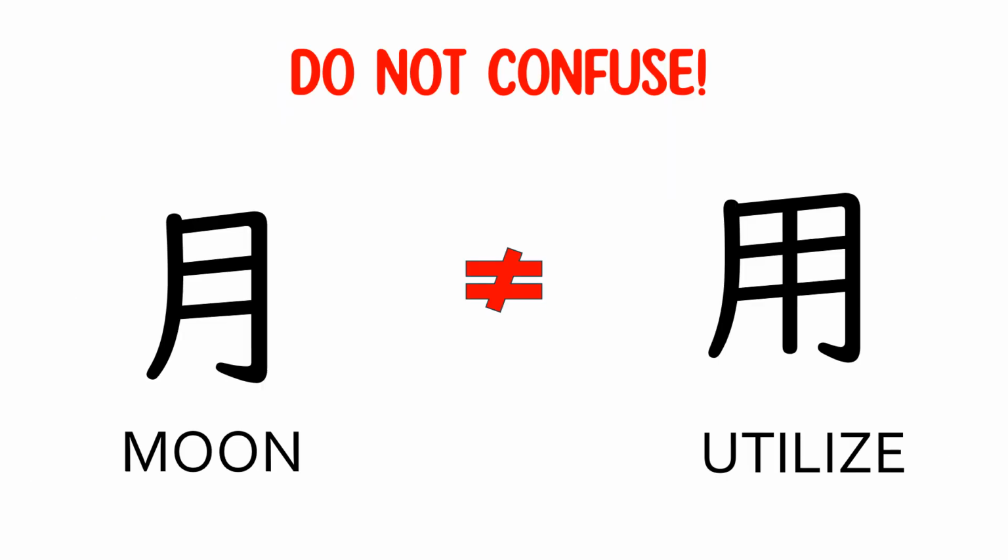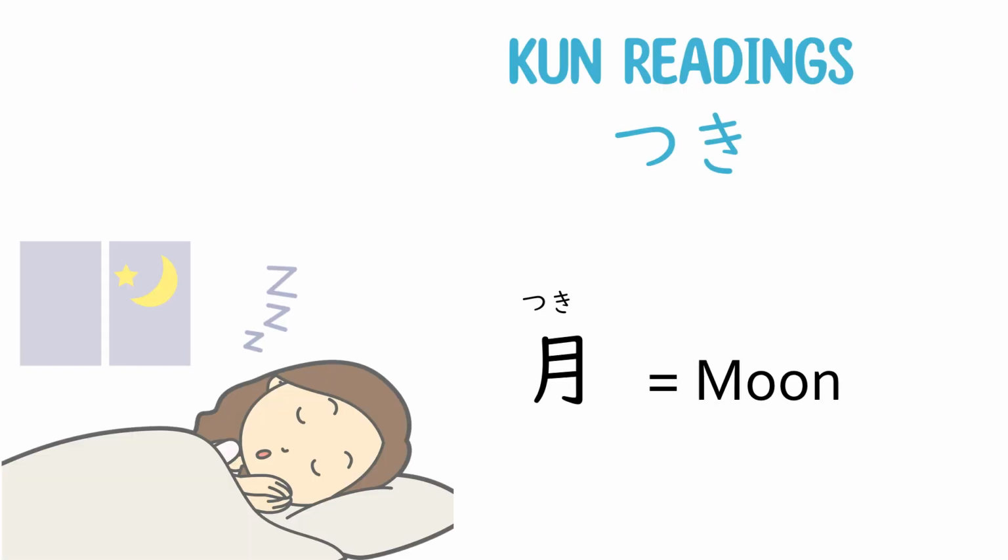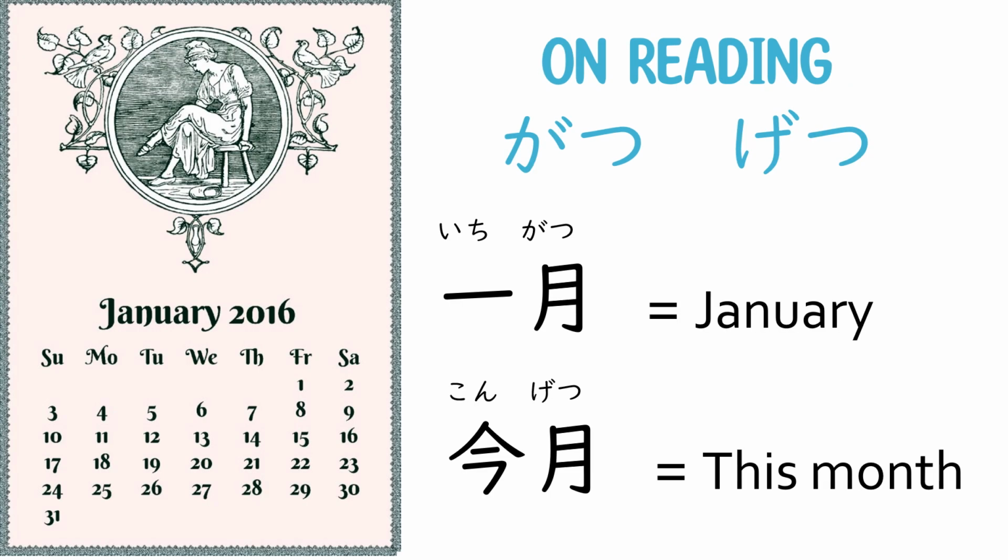Also, please do not confuse this kanji with the kanji to utilize. Just always remember the crescent shape. The main kun reading is tsuki, which once again, it means moon. As for the on reading, we have gatsu, as in ishigatsu, or January. And the other on reading, getsu, as in kongetsu, or this month.